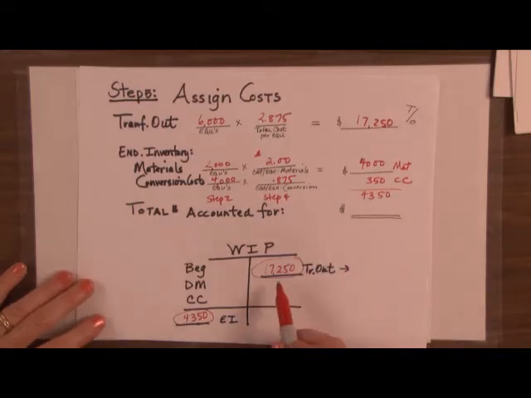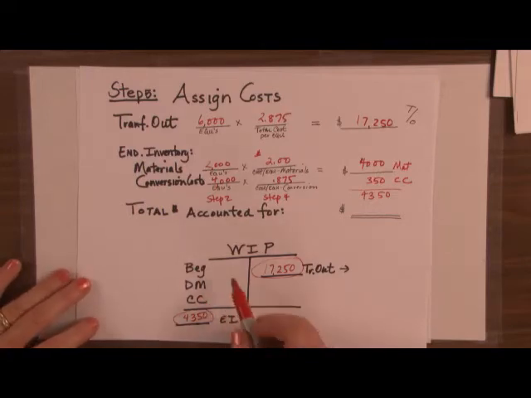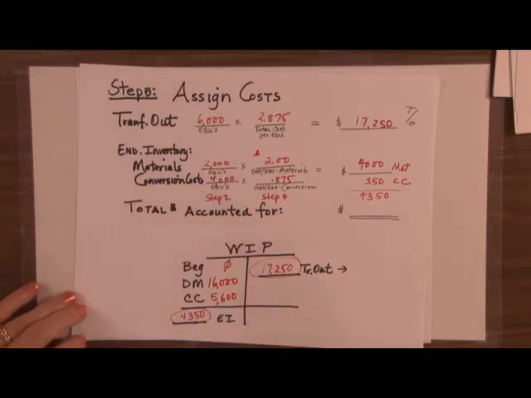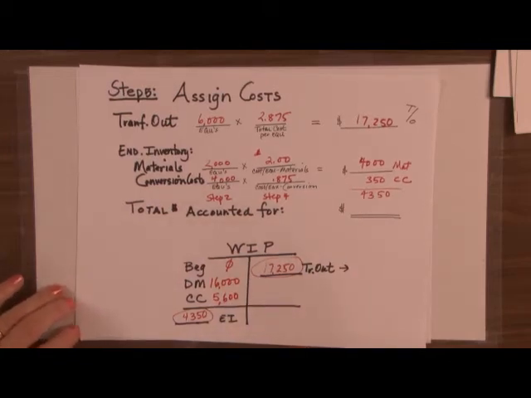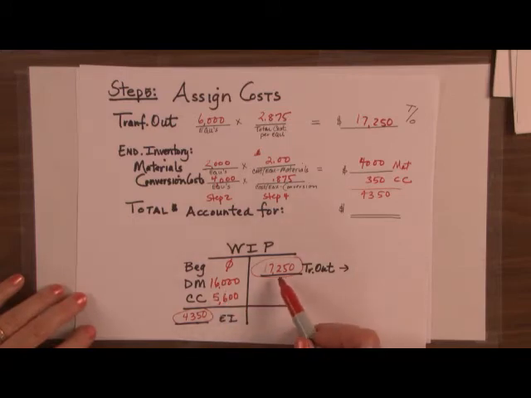And when we add what was transferred out to what was in ending inventory, this should exactly add up to how many costs we had to account for. Let's go back and put those in the T account. 16,000, 5,600, and these do tie back. We will have the 21,600 to account for, and we have assigned 21,600 between transferred out and ending inventory.